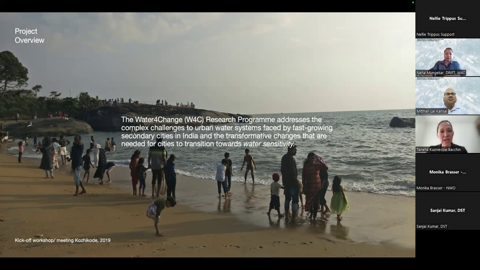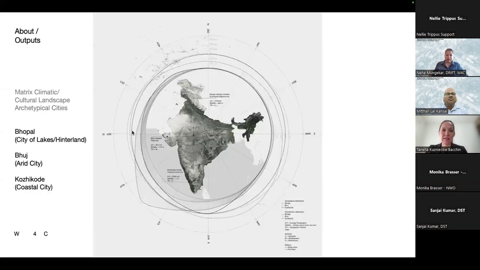The Water4Change program addresses the complex challenges of urban water systems faced by fast-growing secondary cities in India, and especially the point of transitioning to a condition of water sensitivity. What do we mean by that? To engage with such a question, the secondary cities in India are many. They are the ones growing faster, at moments without the same access to investments in infrastructure improvement as, for instance, primary cities.